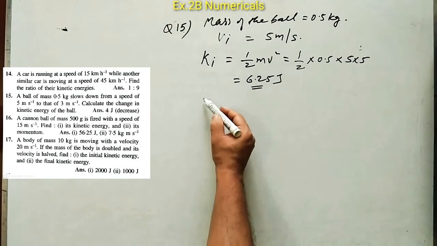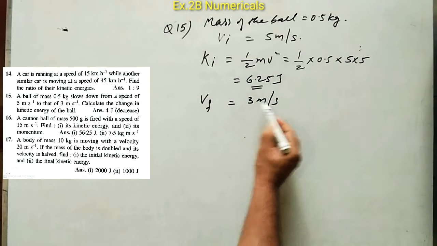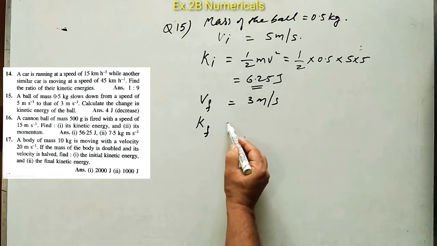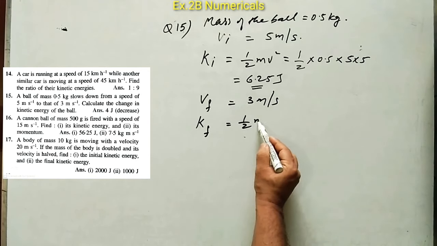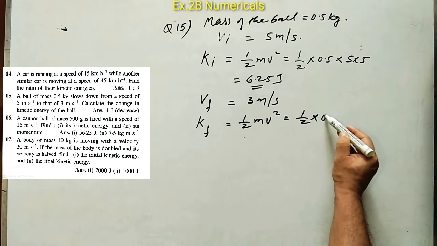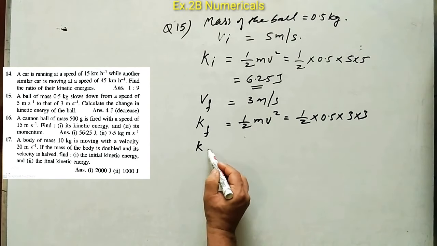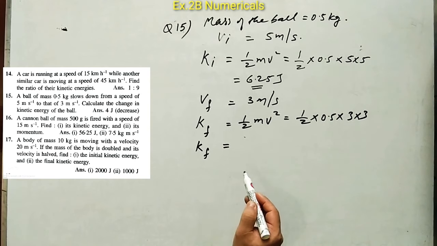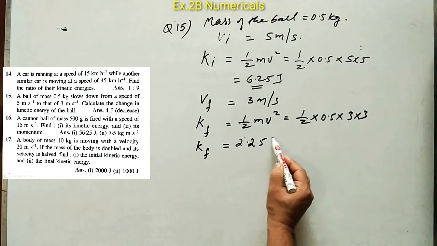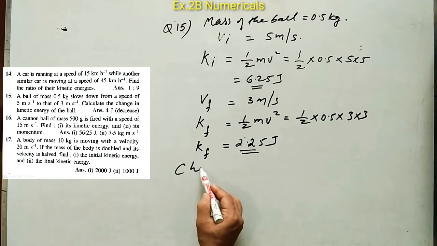Now, the final velocity of the ball, the velocity decreases to 3 meter per second. Vf, final velocity. Therefore, the final kinetic energy Kf is equal to 1 by 2 m v square. That's equal to 1 by 2 into mass is constant there, 0.5 into 3 into 3. Solve it and see, we are getting the final kinetic energy as 2.25 joule. Clear?